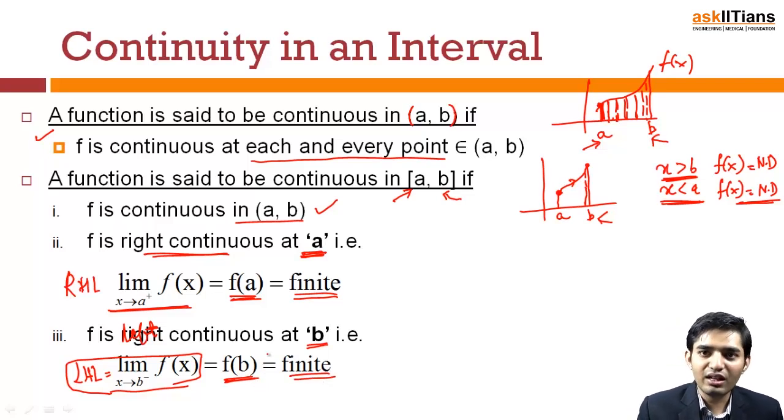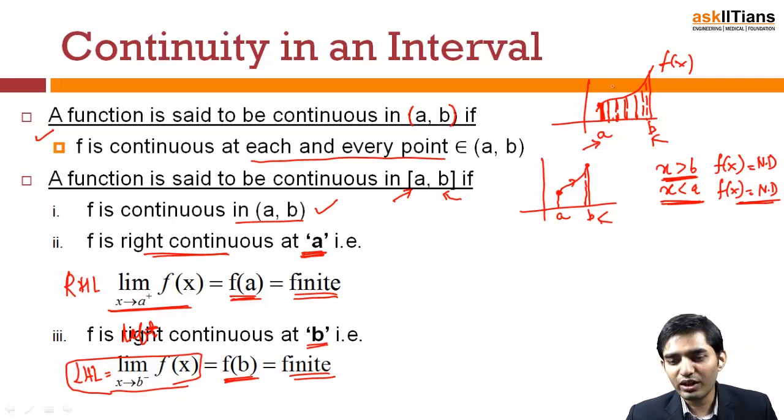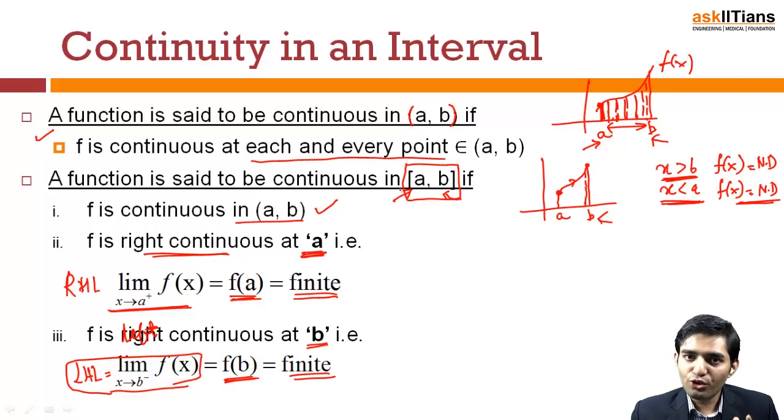So for checking the continuity in an open interval, you have to consider only one thing, that is, between all the points in a and b, it should be continuous. And if you want to check in a closed interval a to b, then whatever points are there between a and b, there it should be continuous, plus it should be right continuous also, and it should be left continuous also. That means the function should be continuous at the endpoints also, that is x equal to a and x equal to b, right? So this is the continuity in an interval.